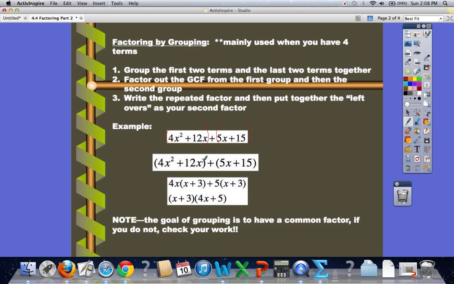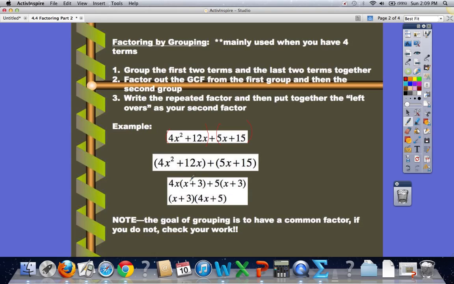Looking at 4x squared and 12x, what is my GCF between these 2 terms? I've got an x in both terms, so the smallest x is x to the first power, so that's what I can take out. Between the 2 numbers 4 and 12, 4 is the common factor, so I'm going to take that out. Make sure you take the biggest number that you can take out. You can't take out any more than 4. So I'm going to take out 4x, which leaves me, when I divide, 4x squared divided by 4x leaves me with x, and 12x divided by 4x leaves me with 3.